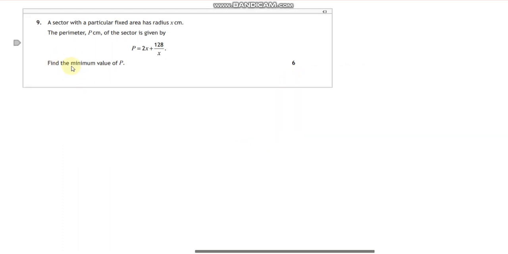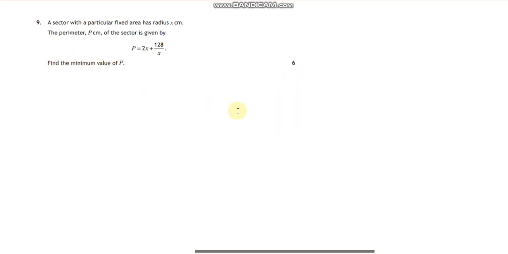Okay, minimum value of p. You should be thinking, when you see a function like this where we're calculating a minimum or a maximum, it's differentiation, optimization. First thing I do is I write down all the equations that I'm going to need for the question.